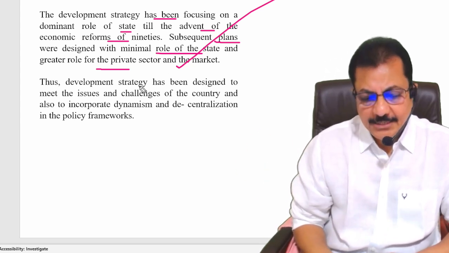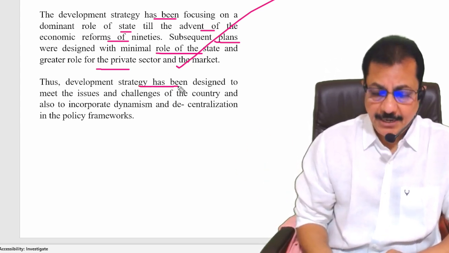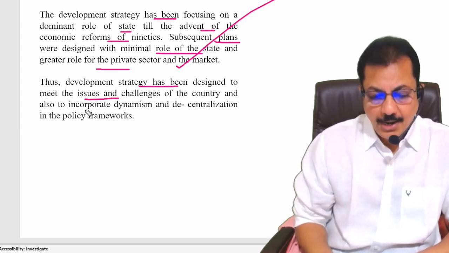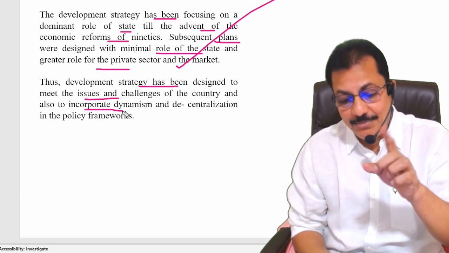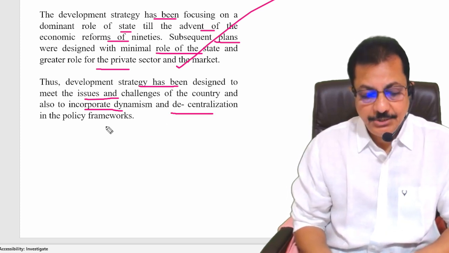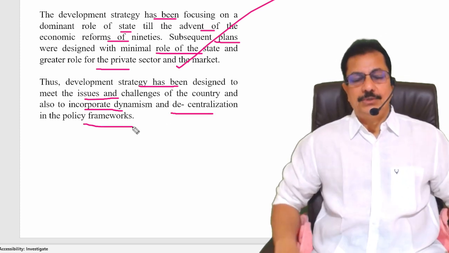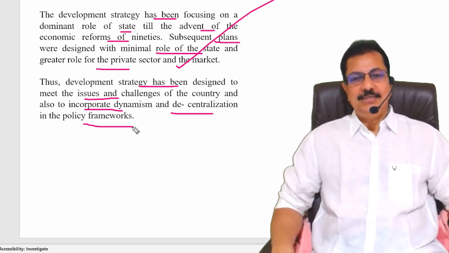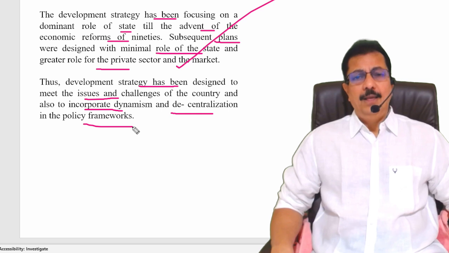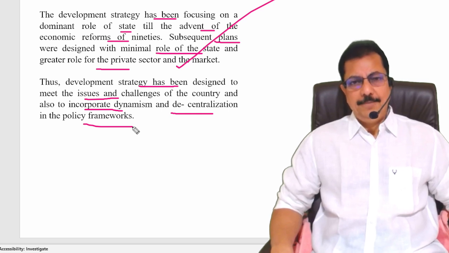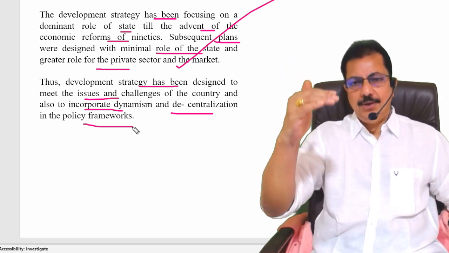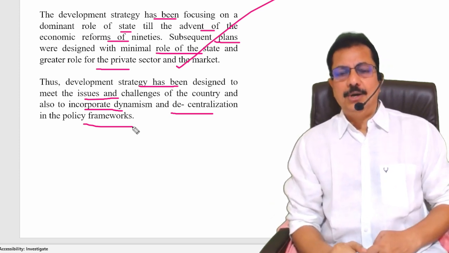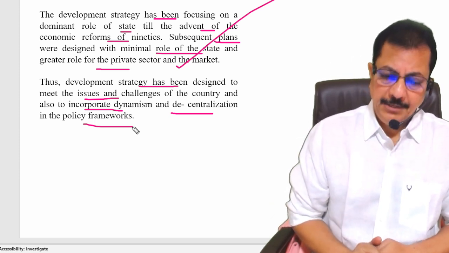Clear? Thus the development strategy has been designed to meet the issues and challenges of the country, and also to incorporate dynamism and decentralization of the policy frameworks. Very important. Clear? This is about the objectives of planning. We have discussed every objective at length, along with the analysis, along with the discussion on certain questions. Clear? Please follow very carefully.